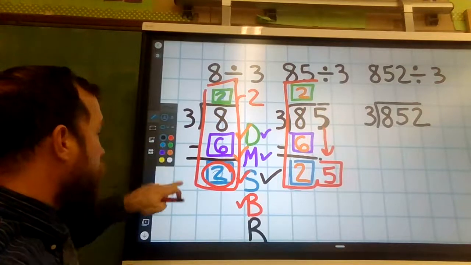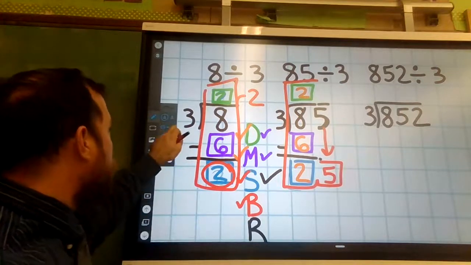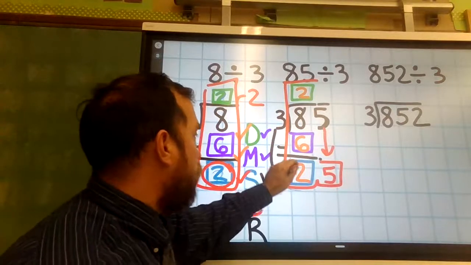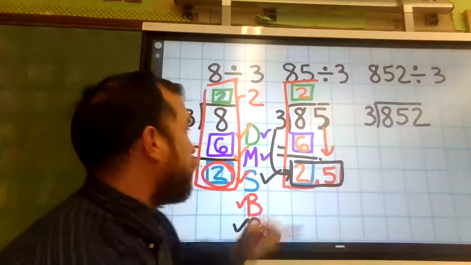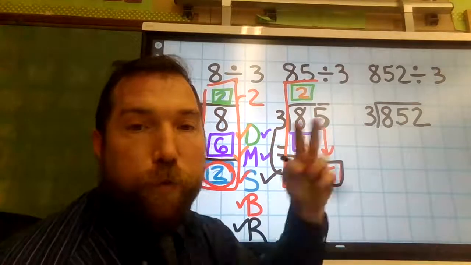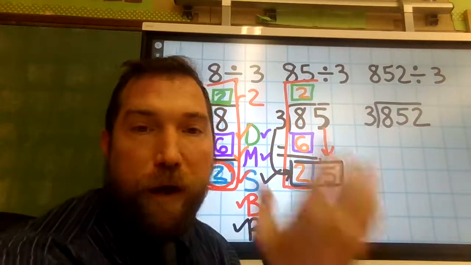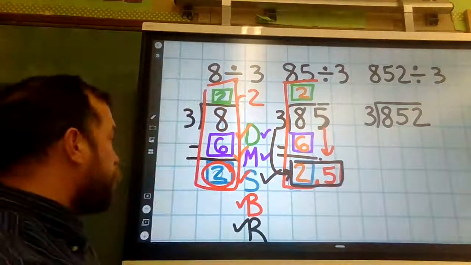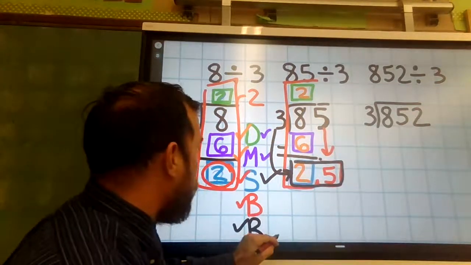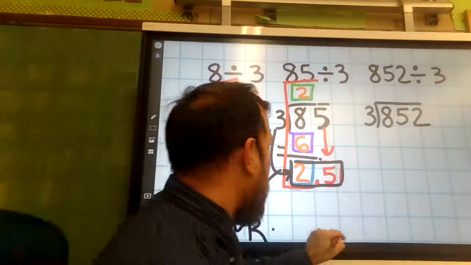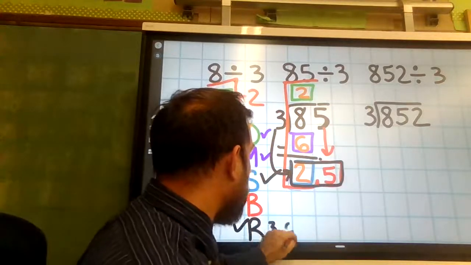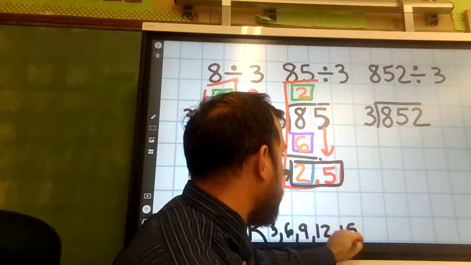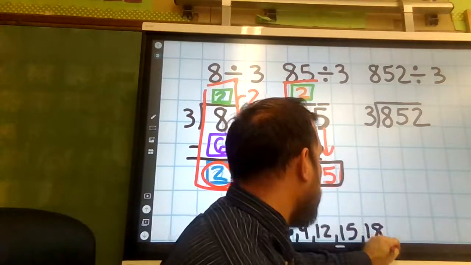Now our next step is R for repeat. How many times can 3 fit into our new number of 25? The 2 is from the subtraction, and the 5 is from the bring down. Now I'm starting a new number over, and I'm thinking about my 3 chart. I know I have 3, 6, 9, 12, 15, 18, 21.